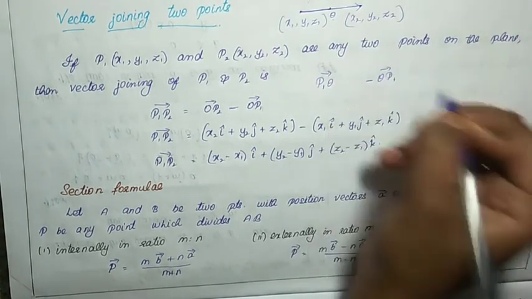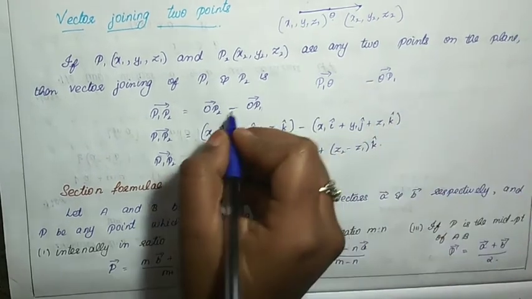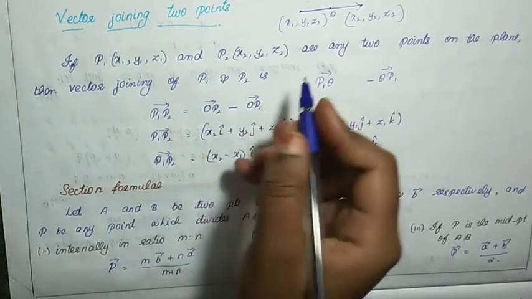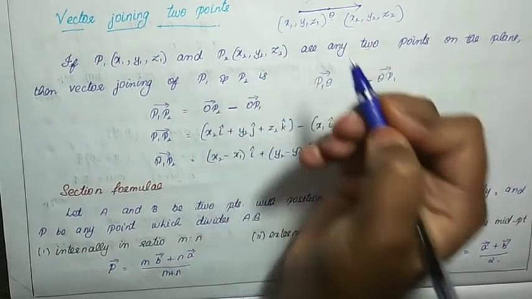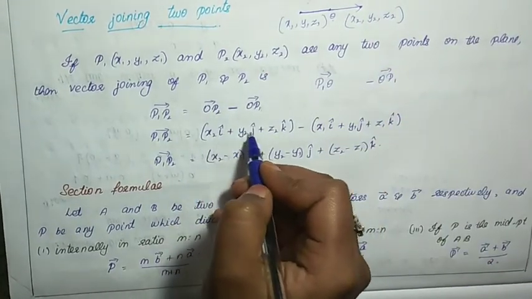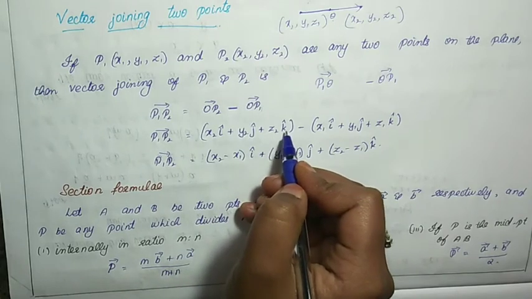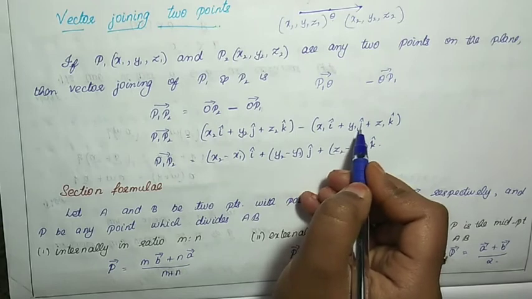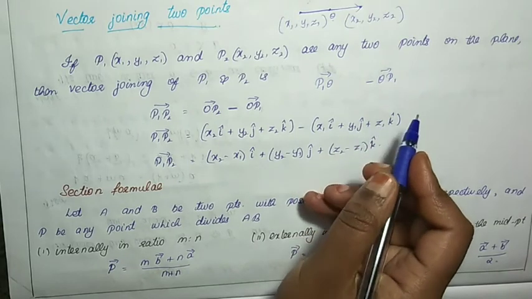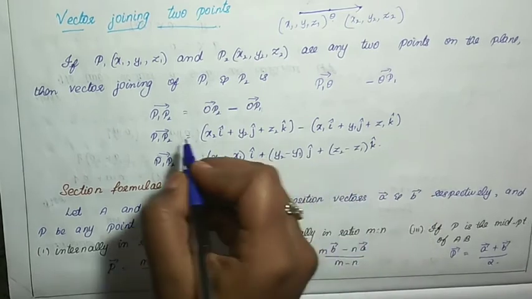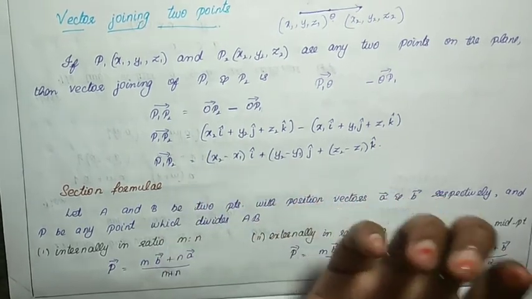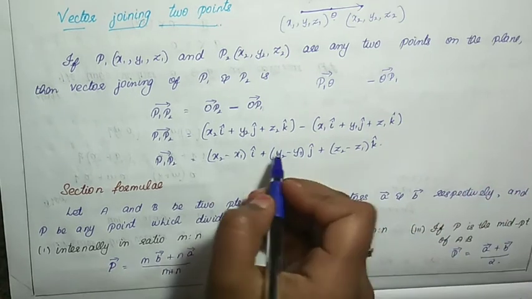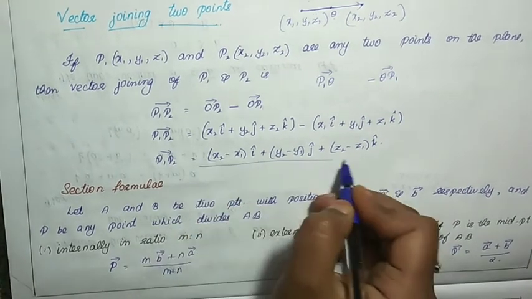So we will get OP1 vector, so minus OP1 vector, that's what is given here. So what we will be doing is x2 minus x1: x2 i cap plus y2 j cap plus z2 k cap minus x1 i cap plus y1 j cap plus z1 k cap. We will be just subtracting this. You know the properties of vector subtraction, addition, right? The same thing you will be doing here.